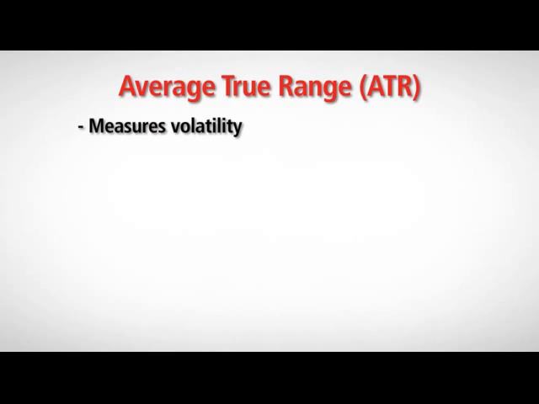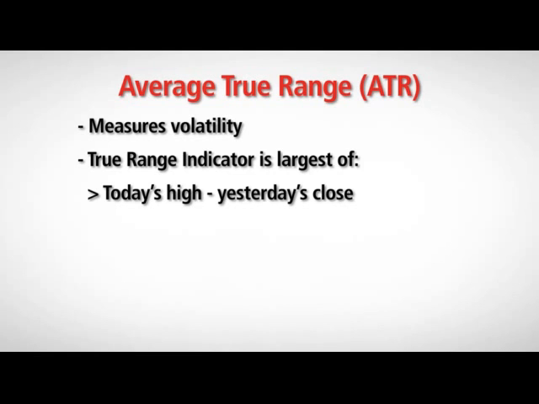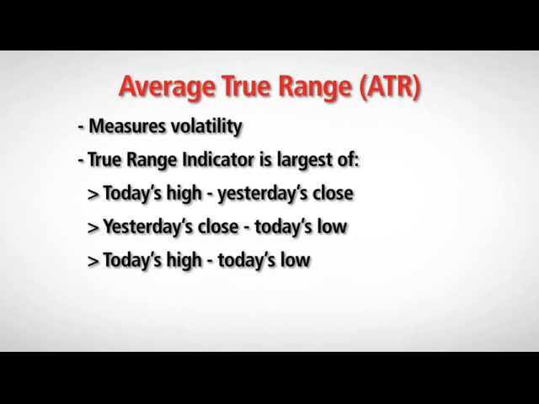So I use this one the most when I'm trading range binary options, because range binary options depend a lot on the volatility of the underlying asset. So ATR, average true range, looks at the true range indicator, and the true range indicator is the biggest of these three things: today's high minus yesterday's close, yesterday's close minus today's low, and today's high minus today's low.